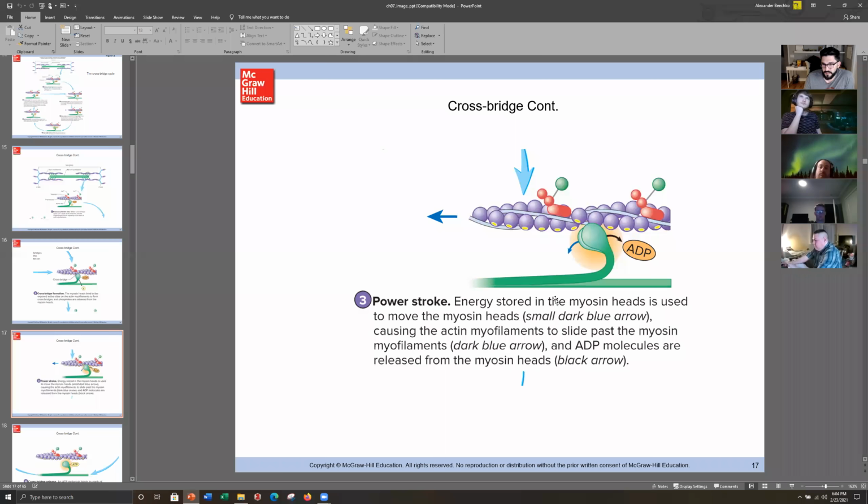So next up, we have what's called the power stroke. Energy stored in the myosin heads due to its physical orientation, another form of potential energy, will spring the myosin head forward. So energy stored in the myosin heads is used to move the myosin heads, the small dark blue arrow right here, causing the actin filaments to slide past the myosin filaments, the dark blue arrow up here. And ADP molecules are then released from the myosin head. So then the ATP finally gets released there. All right, so the myosin heads are pulling actin towards that midline.